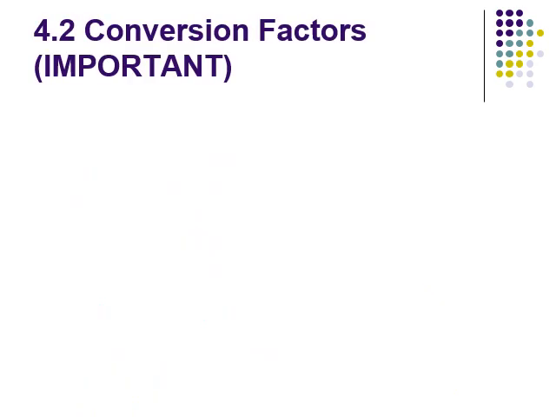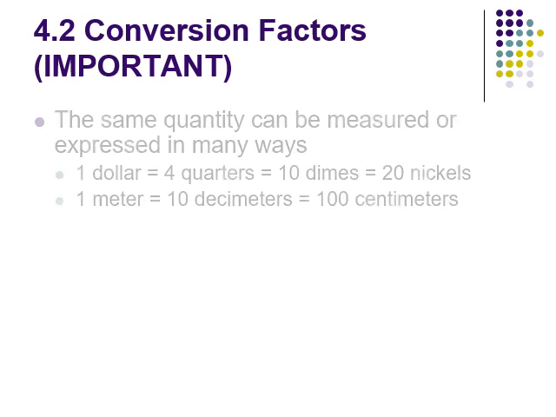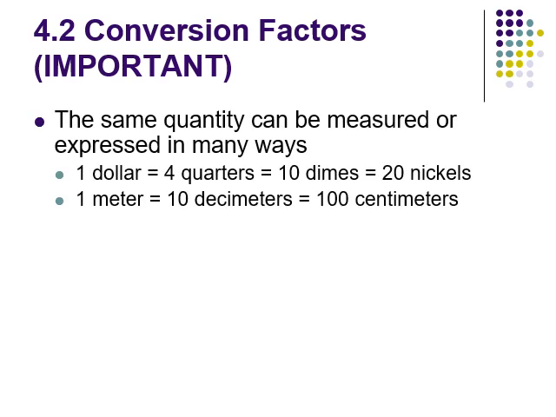So we're going to start by looking at conversion factors, and again, very important, very critical to this whole process. So the idea here is that you can express the same quantity multiple different ways. So for instance, as I show on the screen, $1 is equal to 4 quarters is equal to 10 dimes is equal to 20 nickels. Those are things we know to be true. It's all equal to $1, but we can express it in a variety of different ways.